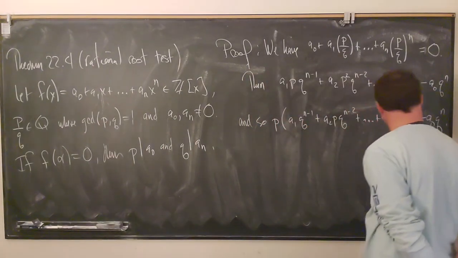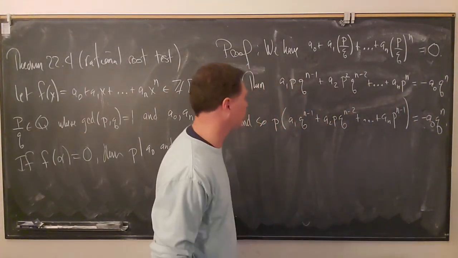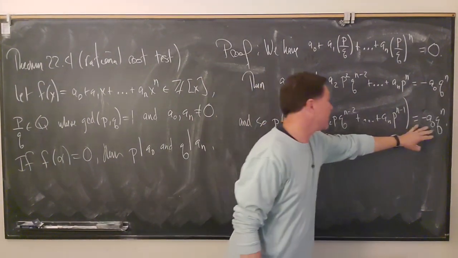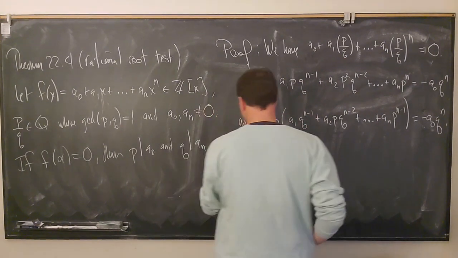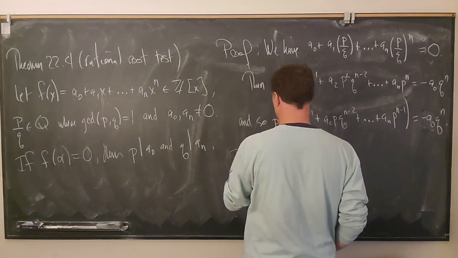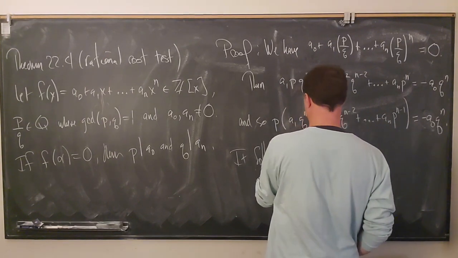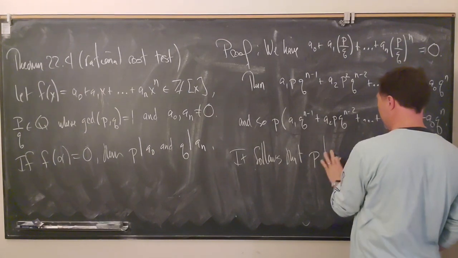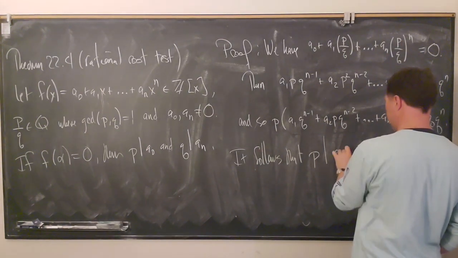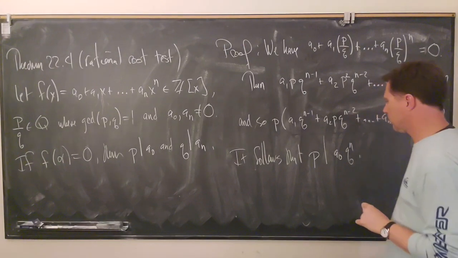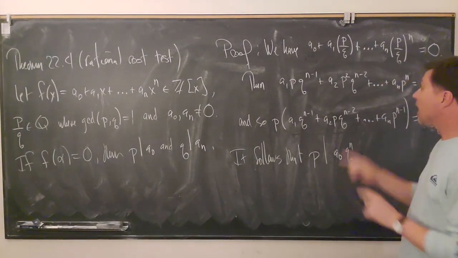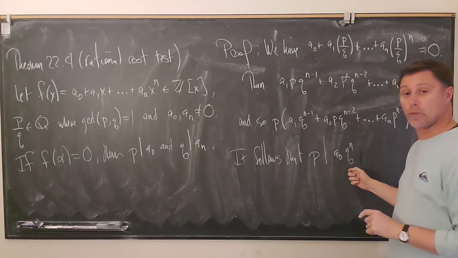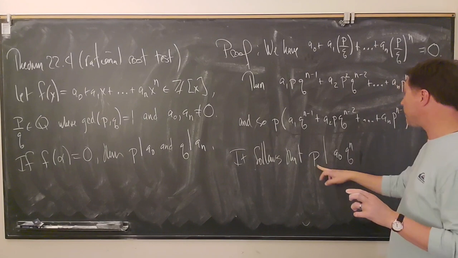Okay, so what does that tell us? It tells us that p times this integer right here is equal to the right-hand side. So it follows that p divides a0 times q to the n. And in fact, I want to keep going with this sentence. So p divides this product right here, and because p and q are relatively prime, that forces us to conclude that p divides a0.